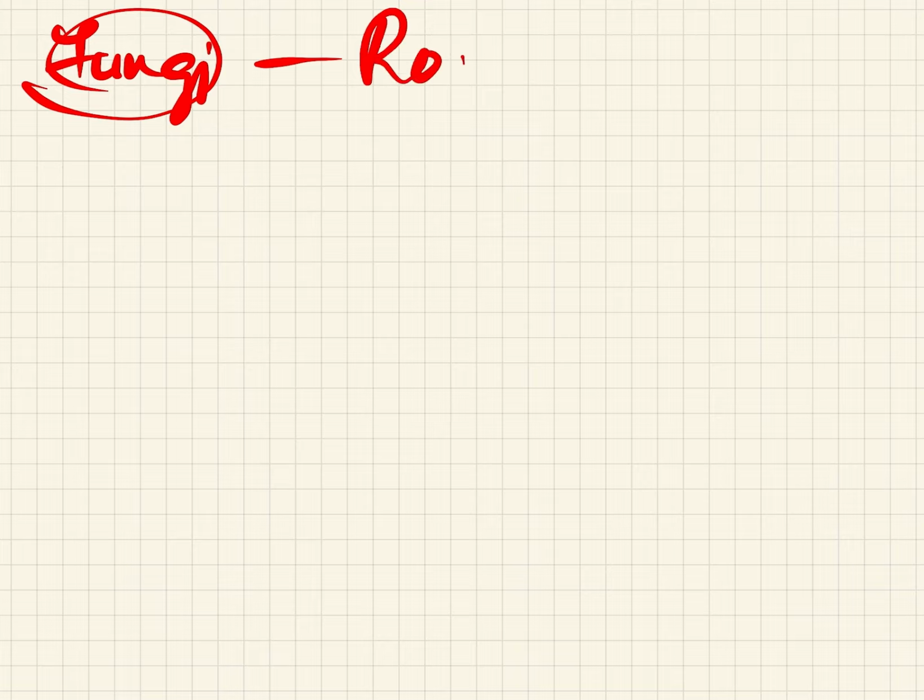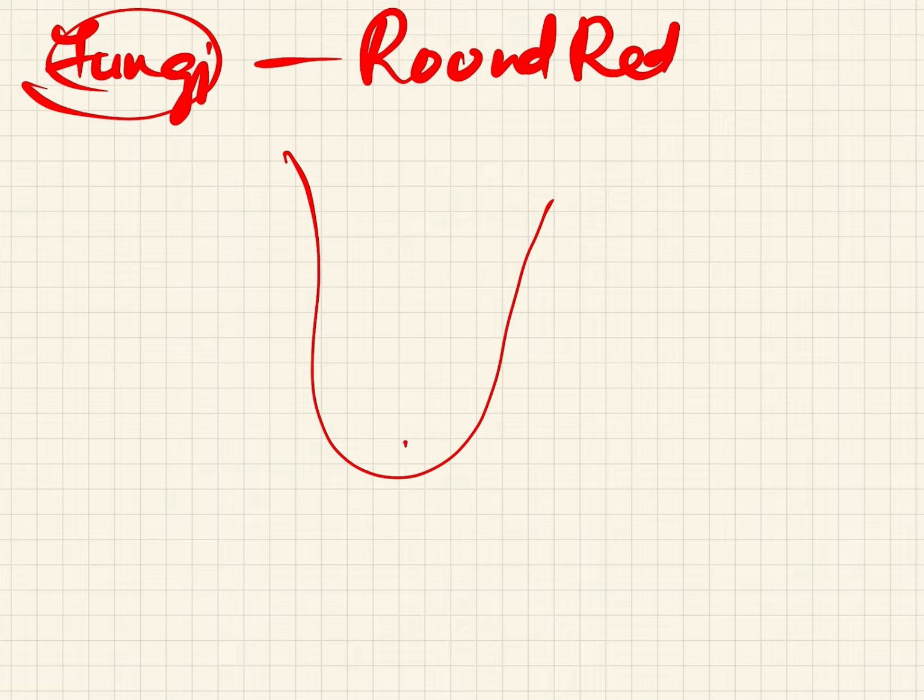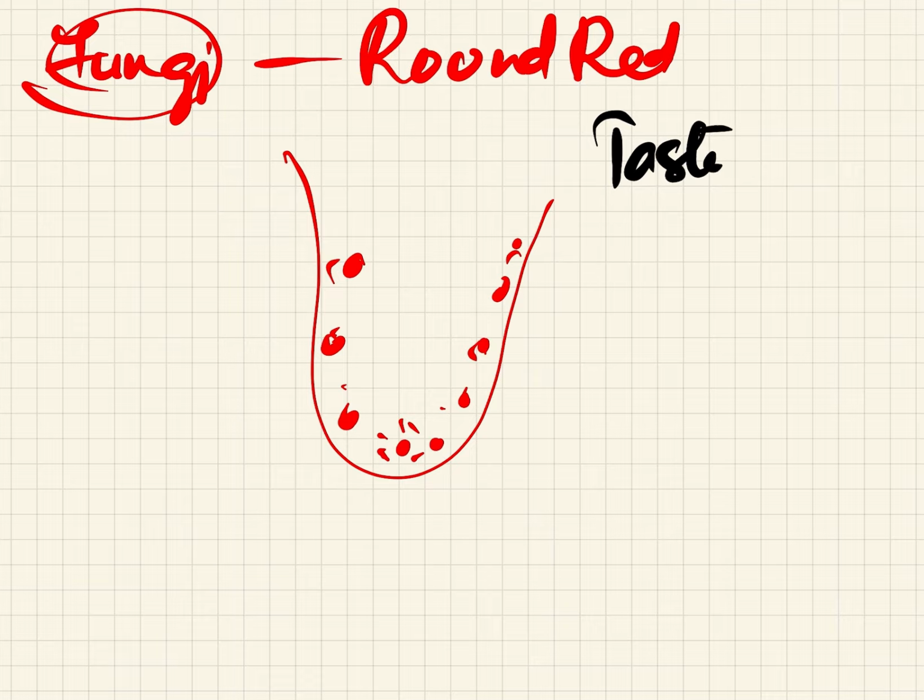Now the next papillae we will see is the fungiform. The fungiform papillae are round, red elevations that are seen prominently at the tip and at the margins. At the tip and lateral margins, these fungiform papillae are most prominent, and they also have taste buds.